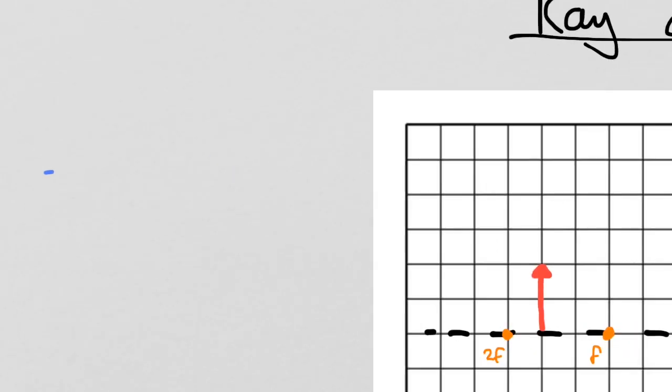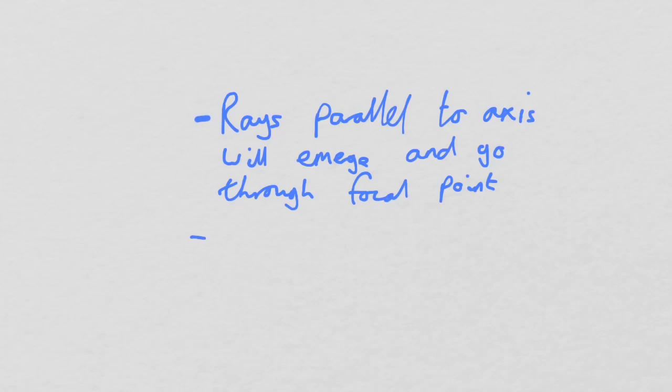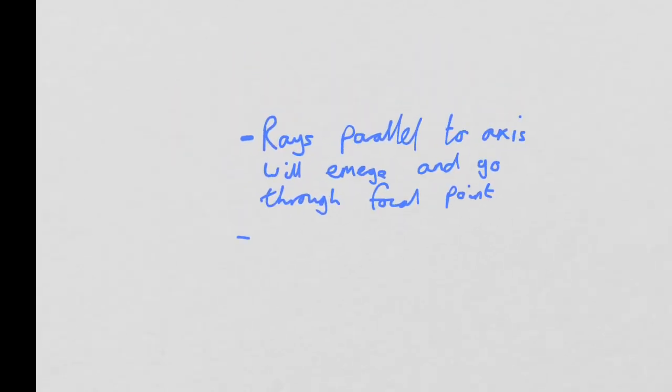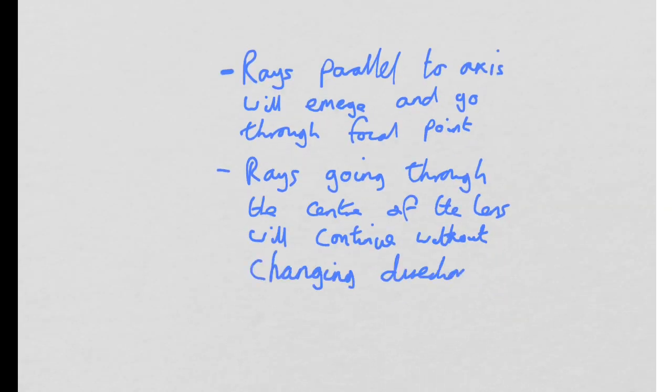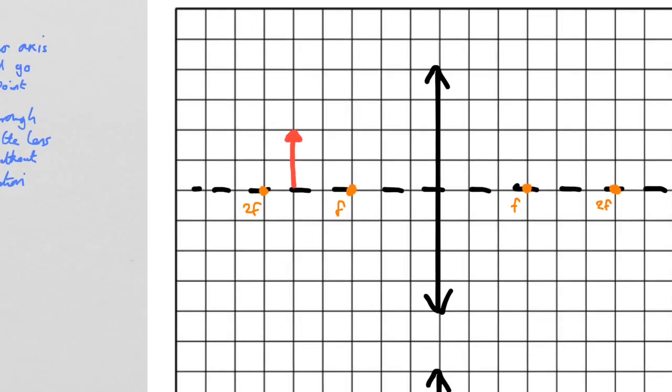The first rule being that, remember, if you've got a ray that travels parallel to the axis, that dashed line there, then it will emerge and go through the focal point. Okay, and the second rule, where any rays that go through the middle of the lens, this point here, will continue going straight through without changing direction, so they won't be refracted. Okay, so let's apply those 2 rules to our ray diagrams.